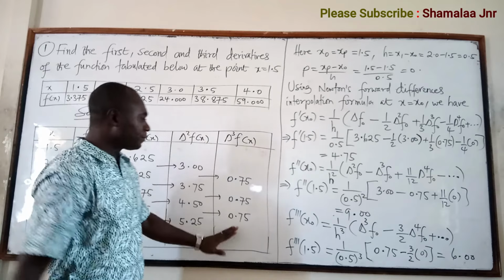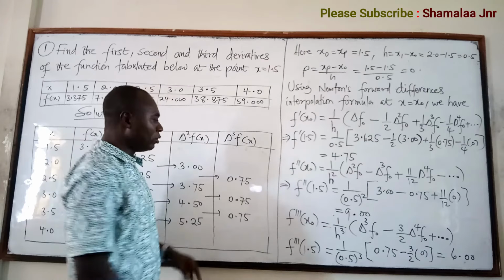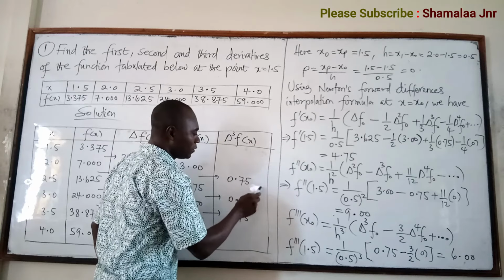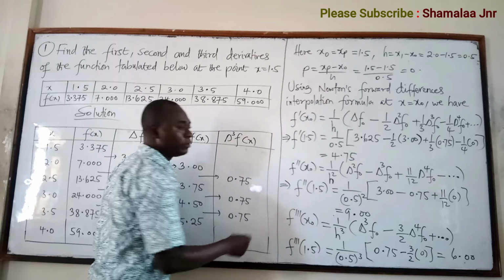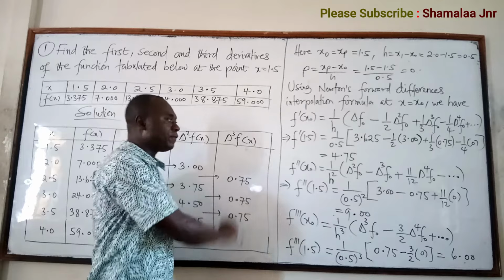And then you stop working on the table when you see that you're getting a constant value. So what this means is that if you are to find the fourth forward differences, this one will be 0, this one will be 0. Do you see? So you stop when you see that you are getting a constant value.